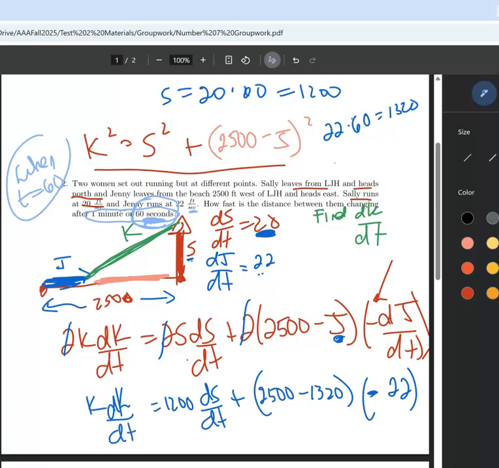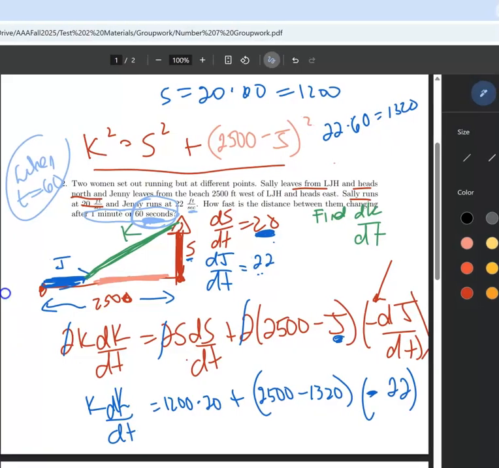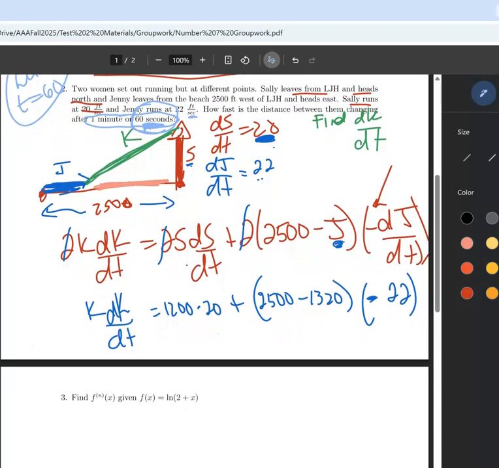Oops, I forgot to plug in the rate for ds over dt, because we have that. So ds over dt is 20. Wow. Okay, am I down to my last page? Nope, I got a little bit of room down here.